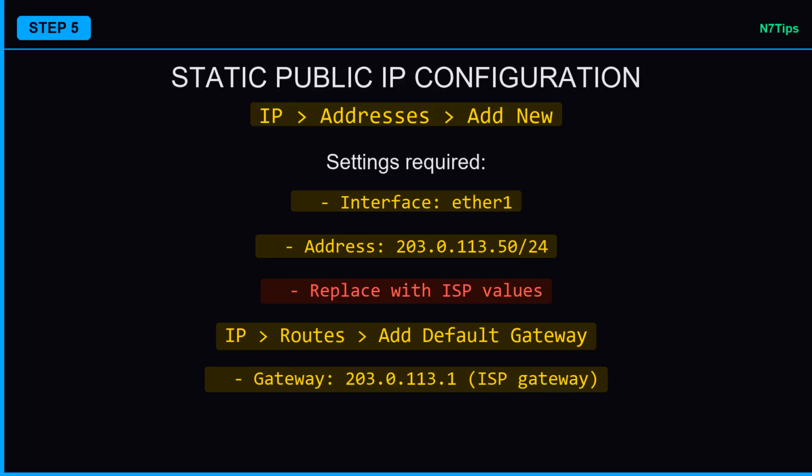Once you've added the configuration, verify it actually worked. You can check the address list to see your public IP is there and active on the right interface. If it shows up correctly and isn't disabled, you're good to go. Your router is now visible to the internet on that WAN interface.